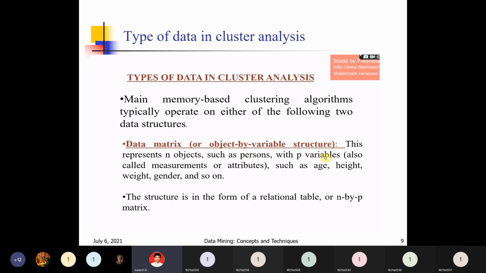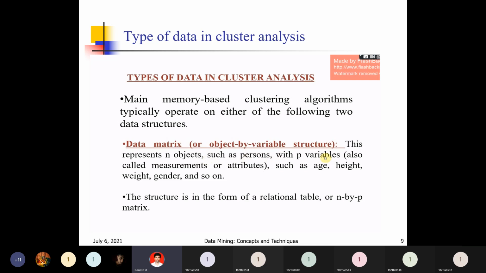Data matrix you already know. The data matrix is nothing but a table in which along the x-axis we represent different objects, different entities, and along the y-axis we represent properties of that particular entity. For example, in an employee table the rows are employee 1, employee 2, employee 3, employee 4, employee 5. Columns are employee ID, employee name, employee age, employee salary, employee address.